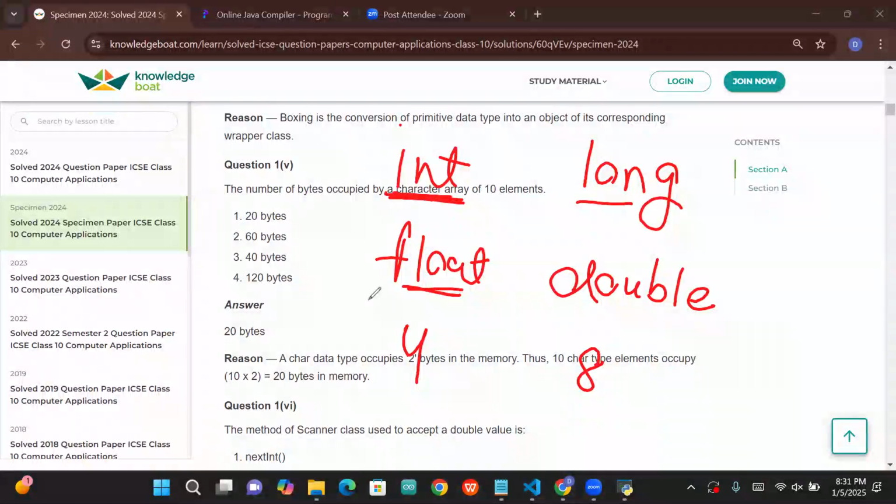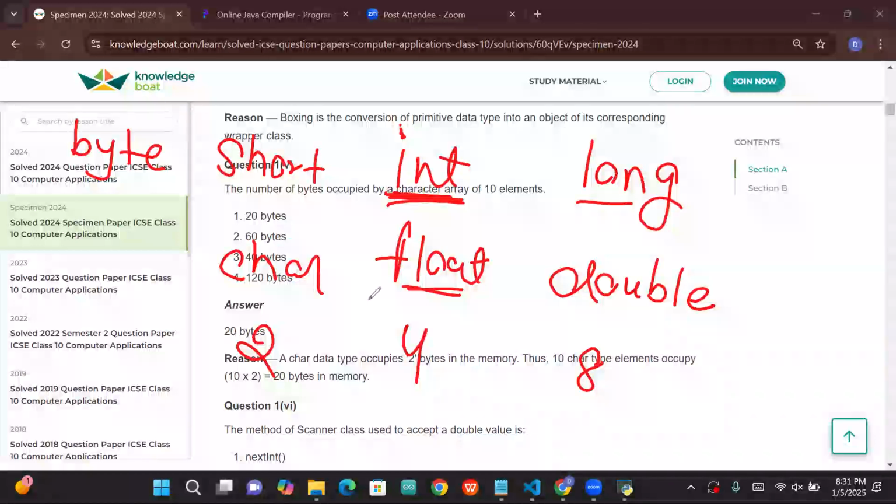Now, if you want to store a very small value, then in integer we also have short, short integer. That has the size of 2 bytes. And character also has the size of 2 bytes. Short and character both have the size of 2 bytes. Then there is byte. Byte is also an integer. And boolean: when you want to store true and false only, then you will use boolean. Both have the 1 byte size.